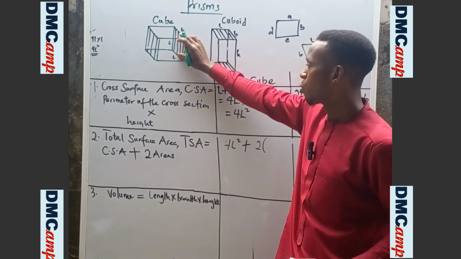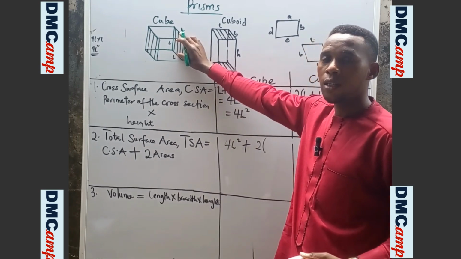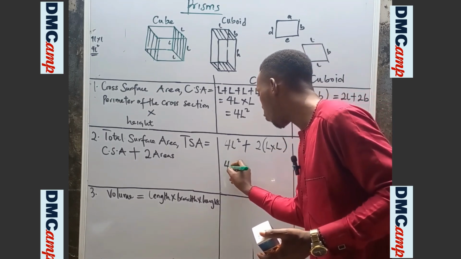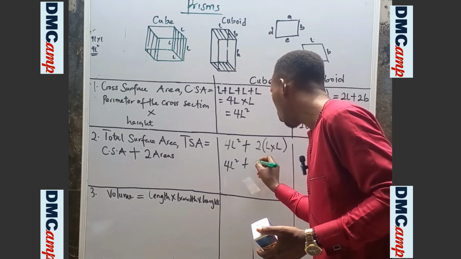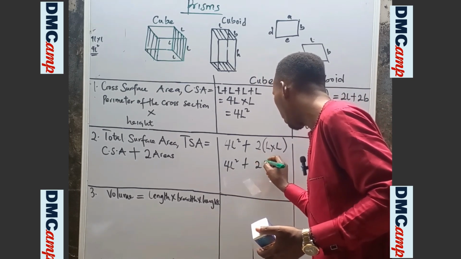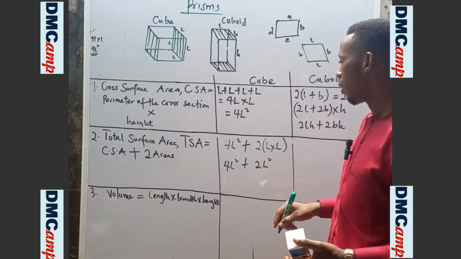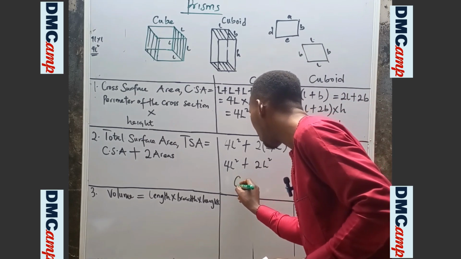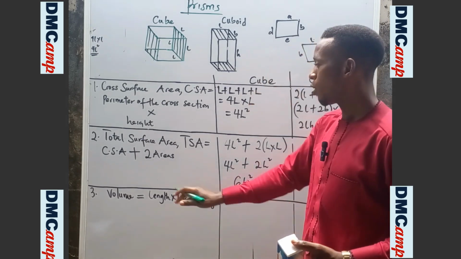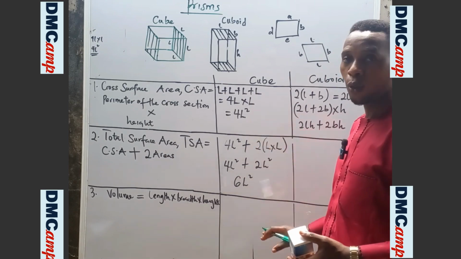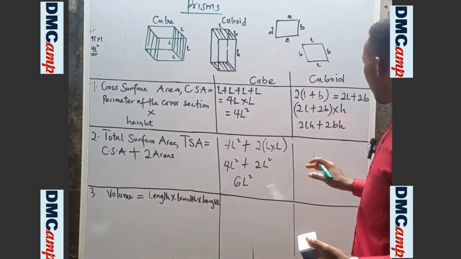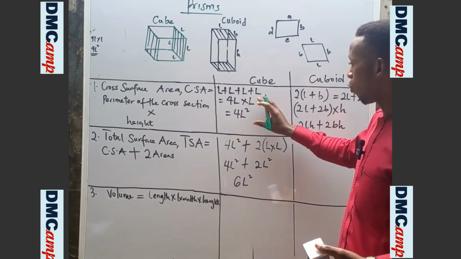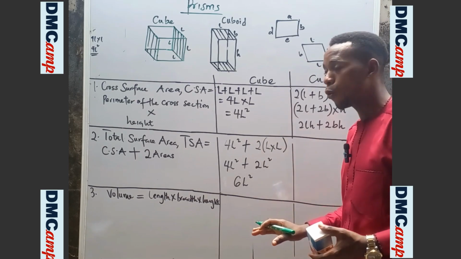What will be the area of this cross section? The area of a square is simply length times another L. So this will give me 4L squared plus 2L squared. L times L is L squared. So from here, if I add the two together, I'm going to have 6L squared. So this is the total surface area of a cube. Now, let's go to that of cuboid.